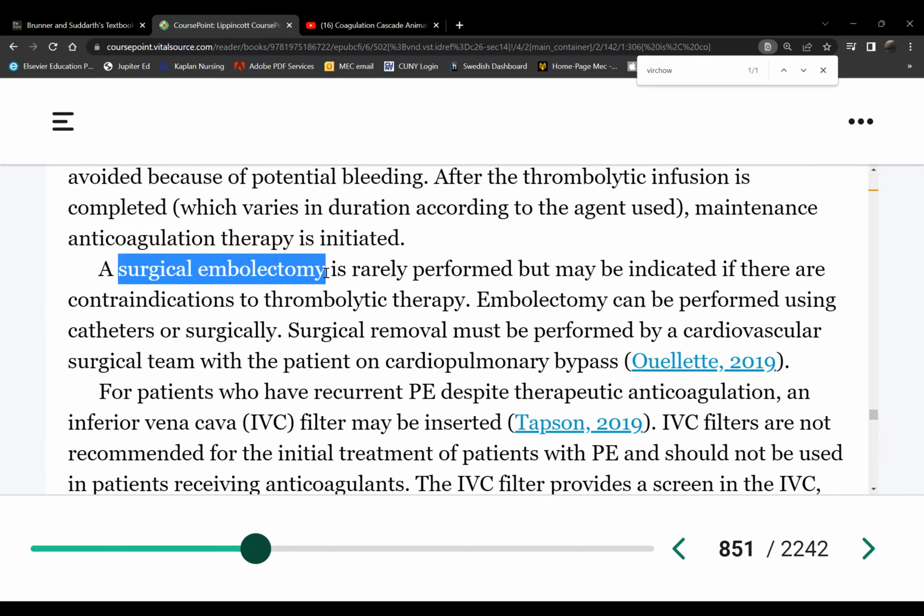So not all hospitals can do embolectomy. Only the large ones, let's say New York Presbyterian can do that. Bellevue can do that. So that's what will be done if the clots are really huge.